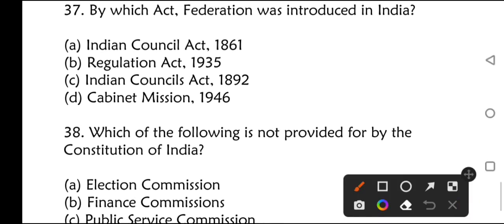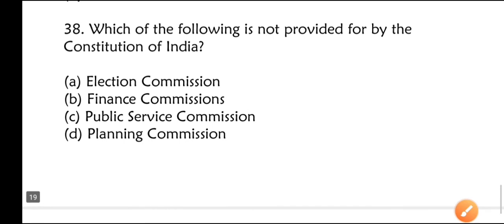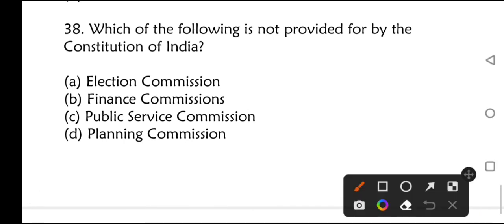By which act federation was introduced in India? It was in Cabinet Mission 1946. Which of the following is not provided for by the Constitution of India? Election Commission, Finance Commission, Public Service Commission, or Planning Commission? We all know these three are constitutional bodies. Okay, Planning Commission is not provided in Constitution.